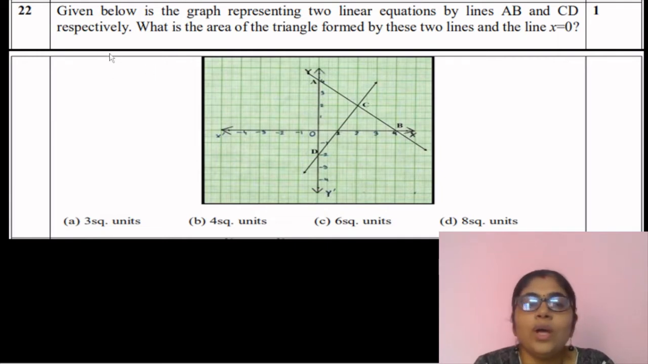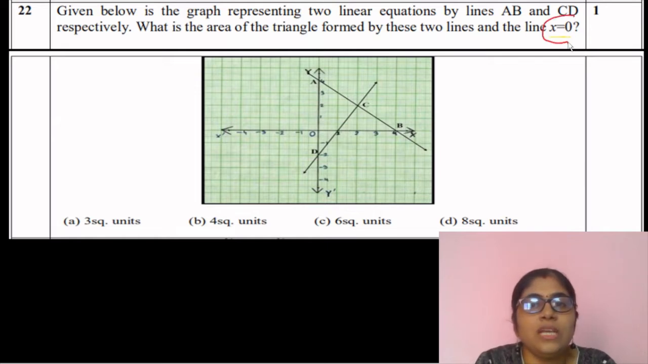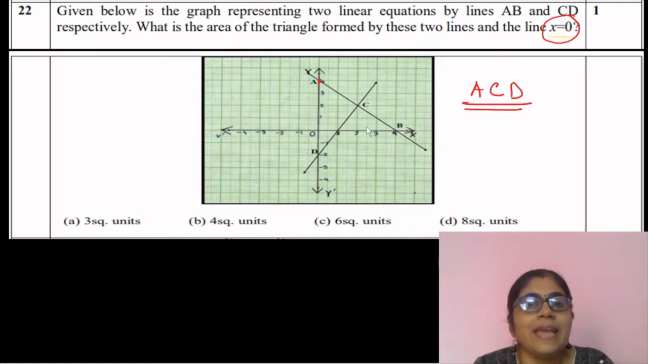Now let's move to question number 22. Given below is the graph representing two linear equations by lines AB and CD respectively. What is the area of the triangle formed by these two lines and the line x equal to 0? This is very important. If you take y equal to 0, then the triangle is totally different. But here x equal to 0 means the y axis and two lines. So the triangle is A, C and D. We have to find the area of triangle ACD.